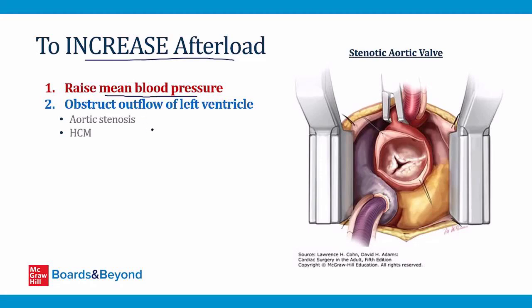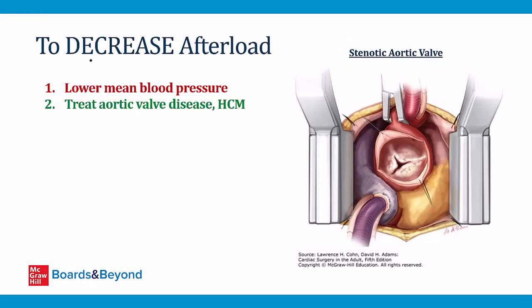Another way afterload goes up is when there's an obstruction to outflow from the left ventricle. So patients who have aortic stenosis, like what's shown on the screen here, they have a stiff aortic valve. It's very hard for blood to get out of the left ventricle. That represents high afterload. Patients who have certain variants of hypertrophic cardiomyopathy, which I talk about in another video, can have a thick left ventricular wall that obstructs the flow of blood out of the ventricle. That also represents high afterload.